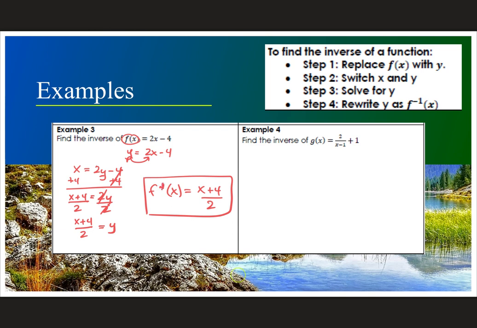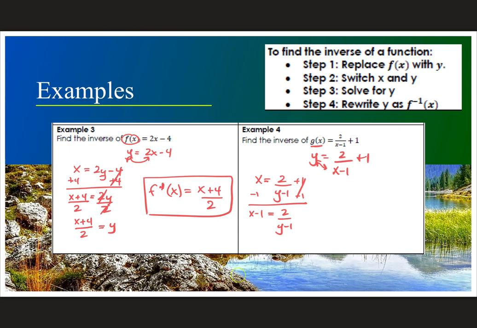Over here, we're going to find the inverse of g of x. So we're still going to replace this with y. So we're going to do y equals 2 over x minus 1, plus 1. Then we're going to switch our x and our y. So this is going to become x equals 2 over y minus 1, and then plus 1. So now we need to solve for the y. So we're going to move our constant again. So we'll subtract 1, and we've got x minus 1 equals 2 over y minus 1.